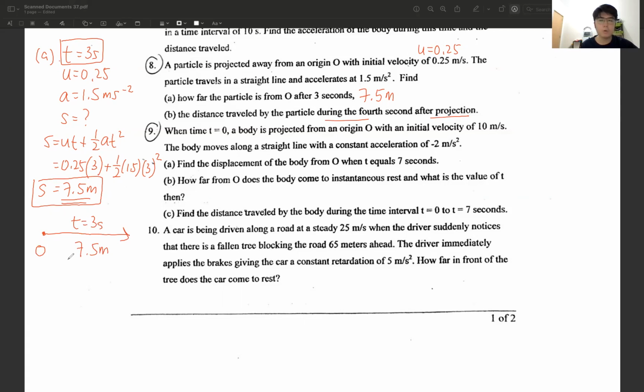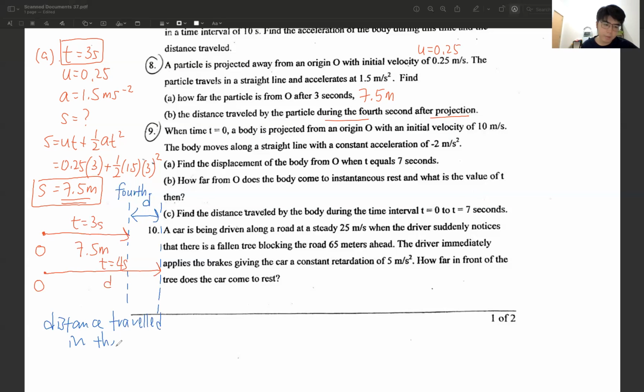7.5. If I want to calculate the 4th second, it is not the first 4 seconds, it is only the 4th second, meaning from the start of the 3rd second to the 4th second, just this 1 second. So I first calculate from 0 to the 4th second, t equals 4 seconds, what is the distance? Then I subtract the 3rd second from the 4th second. That is the distance traveled in the 4th second. Okay, there's a difference. Let me write it down here: the distance traveled in the 4th second compared to in 4 seconds. There's a difference between these two.